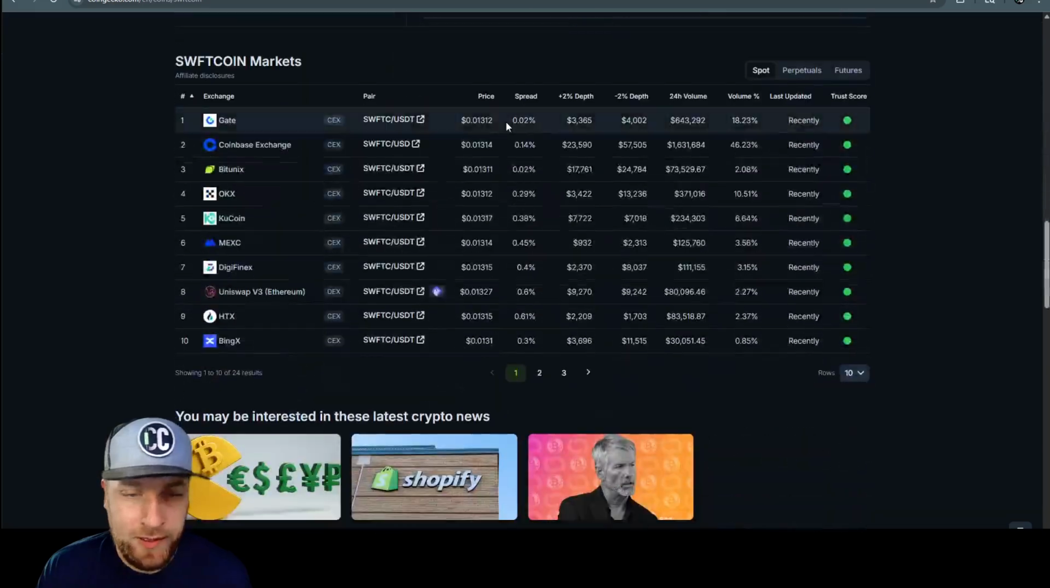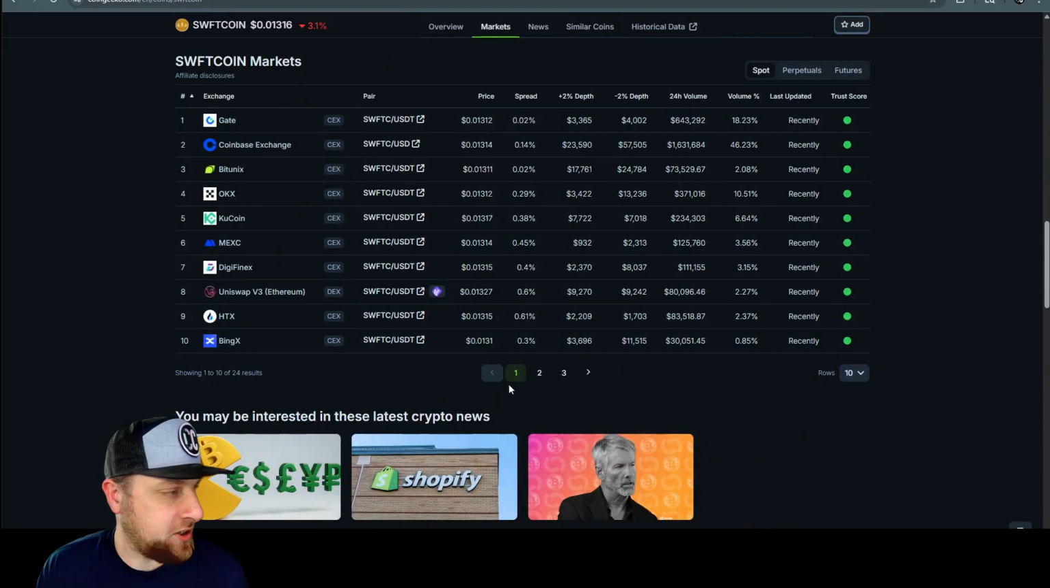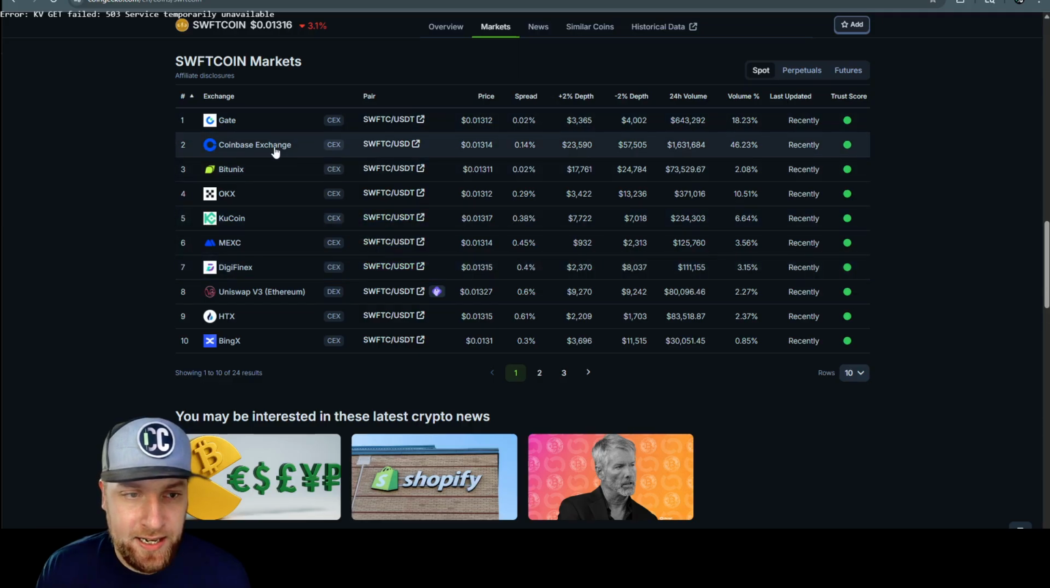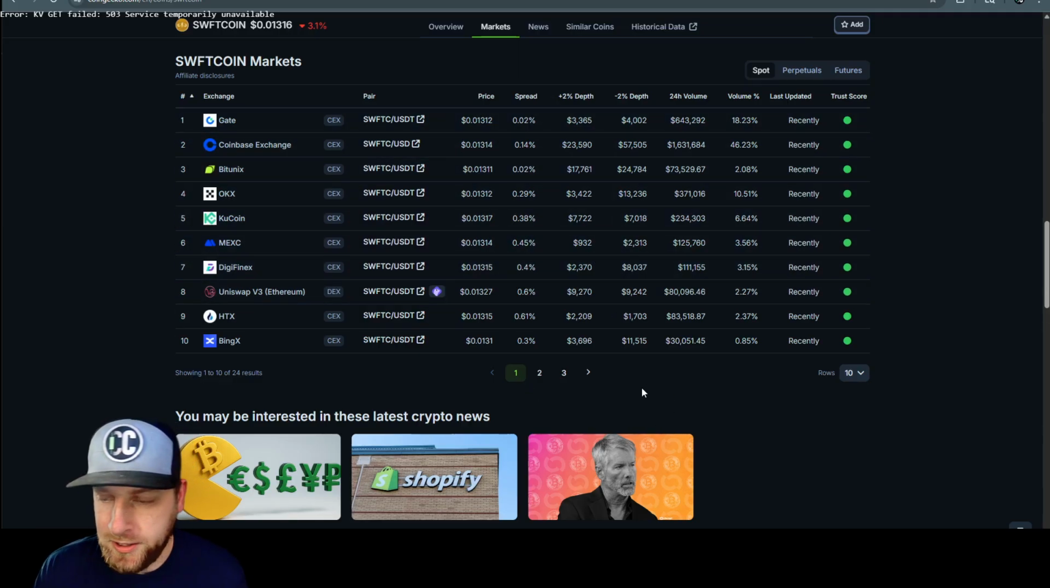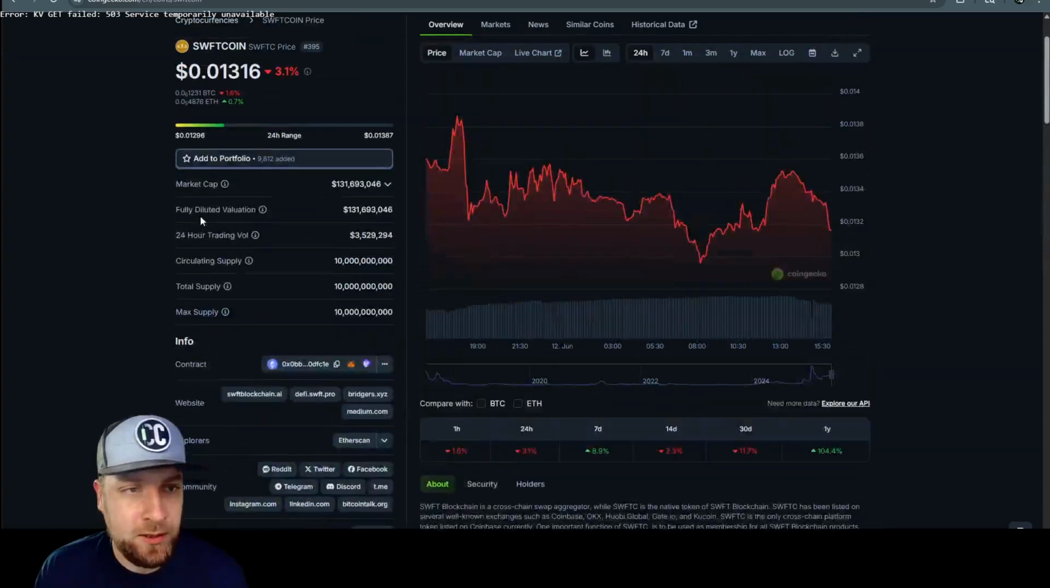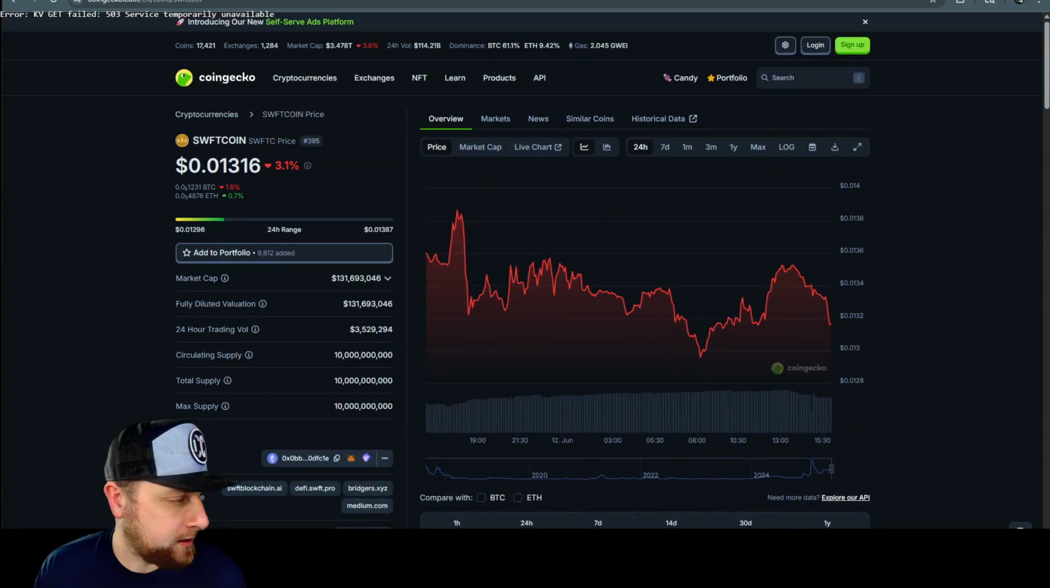So if you're interested in this coin, there's three different pages of exchanges that it's available on. It looks like Gate.io, Coinbase, BitUnex, OKX, KuCoin, MEXC. So if you want it, there's a good chance you can get it somewhere. So with that, let's get into the price prediction and technical analysis on SWFTC.